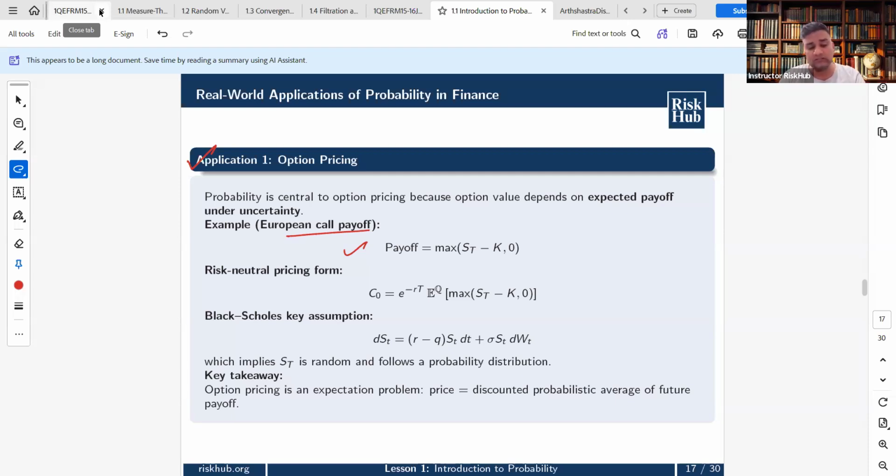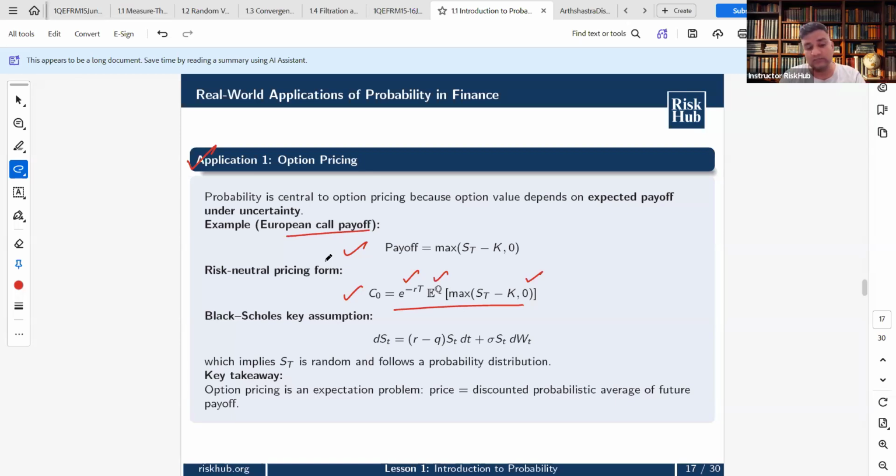Why does probability matter? Because we don't know the future stock price. ST is random, therefore the payoff is random. So the option price equals the expected future payoff discounted to today. We have risk neutral pricing also given: C naught is equal to e to the minus RT times E_Q of max of ST minus K, 0. This formula is one of the pillars of quantitative finance. We need to understand every symbol here. Exponential minus RT is the discount factor. E_Q here is the expectation under your risk neutral measure. Max of ST minus K, 0 is the random payoff, which we need to understand.